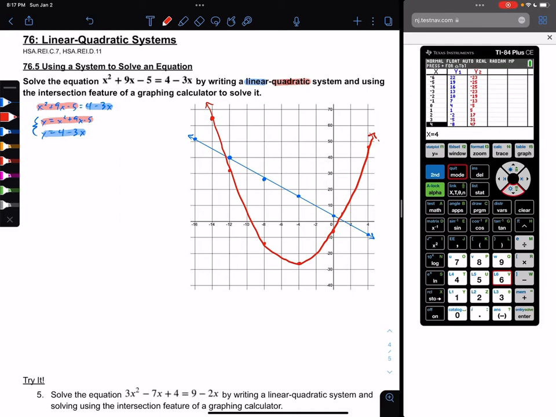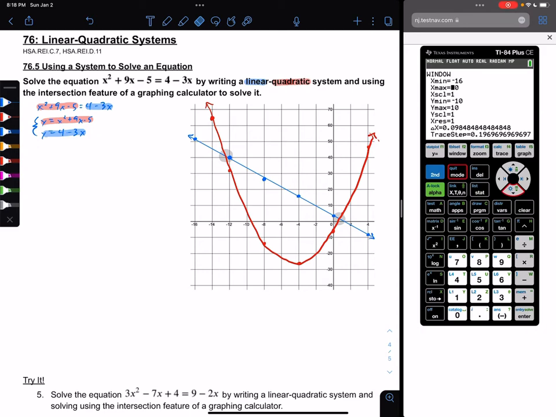And now we know that our solutions are somewhere around here and somewhere around here. All right, so we're going to look at my window. So now I'm going to go to the graph, and now I'm going to change the window, and I want the x minimum. I'm going to go with negative 16. I'm going to go with the x maximum.